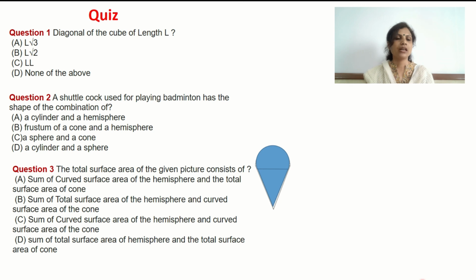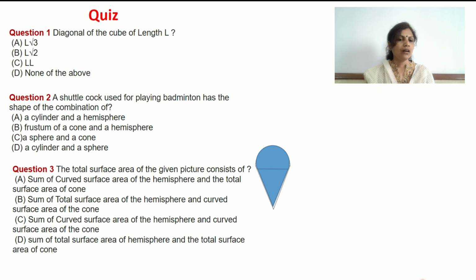So first question, diagonal of a cube of length L. So a cube has diagonal, L, you have to find out. I mean diagonal you have to find out. Length is given as L. So please select the correct answer.